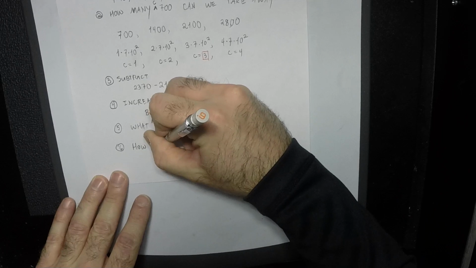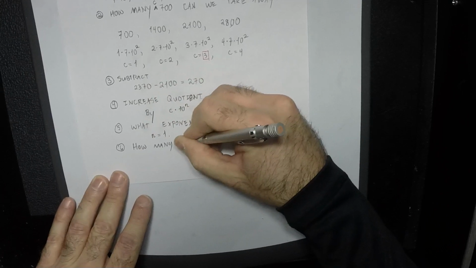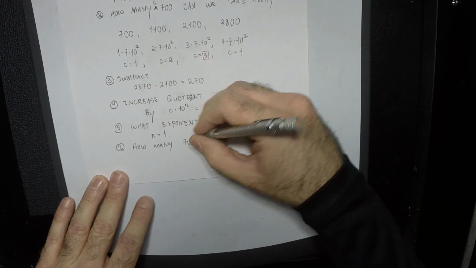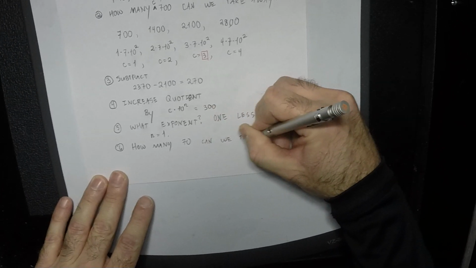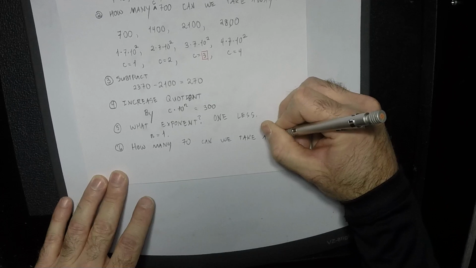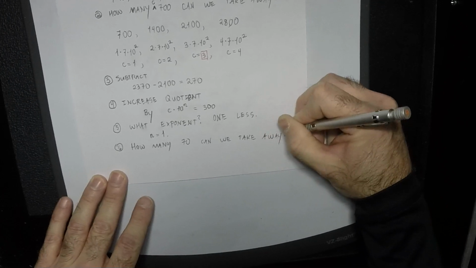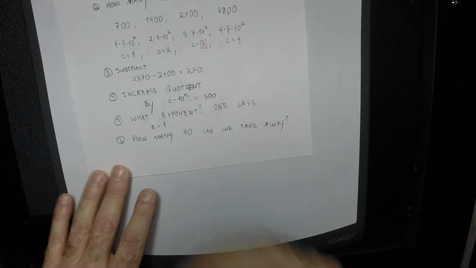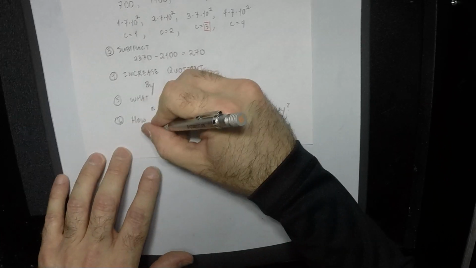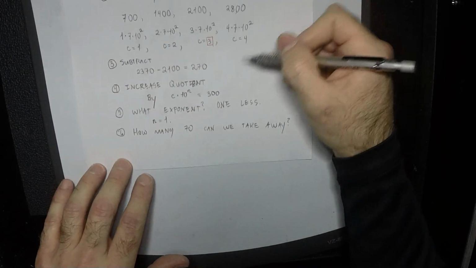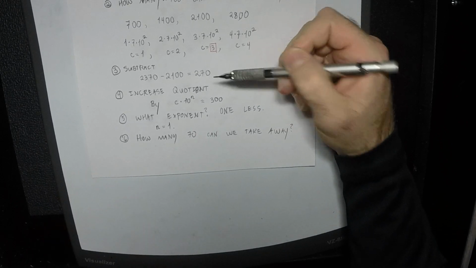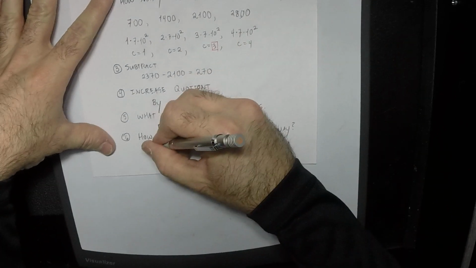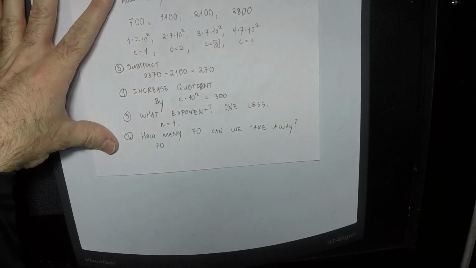So how many 70s can we take away? Is this also C? Yes, now we're finding a new C. The current number of M&Ms is at the present time 270. So the question is, well, could we take away 70 M&Ms?